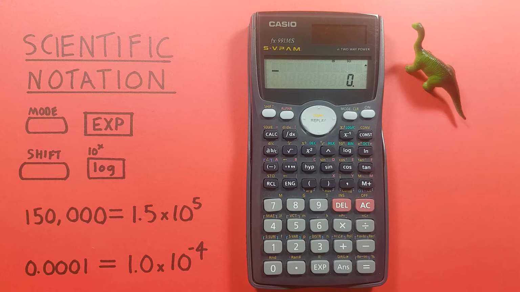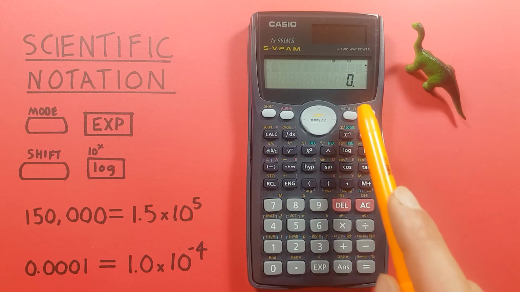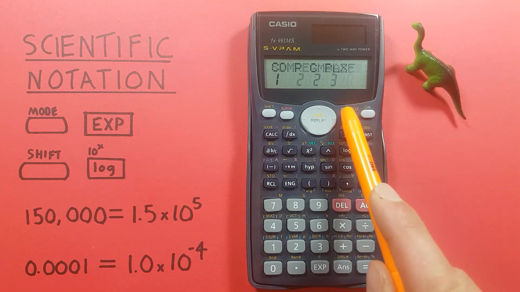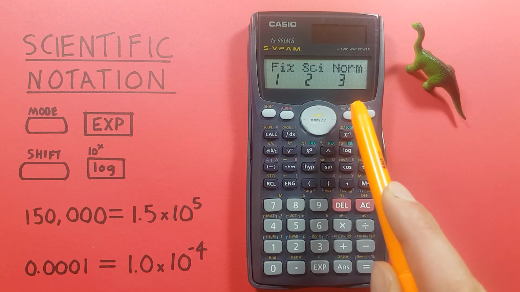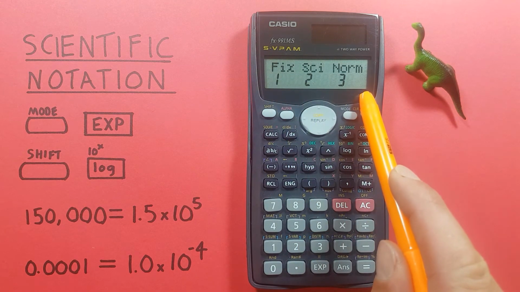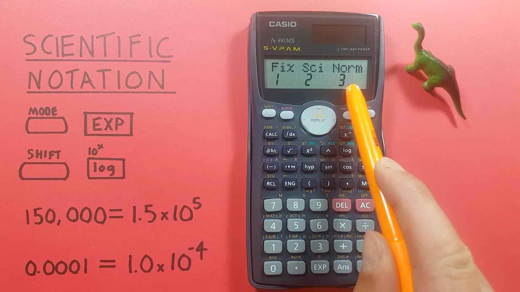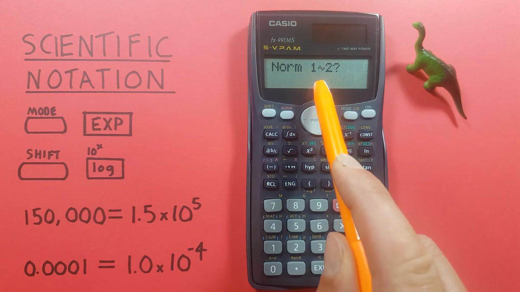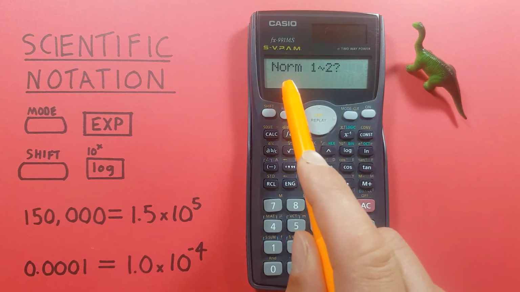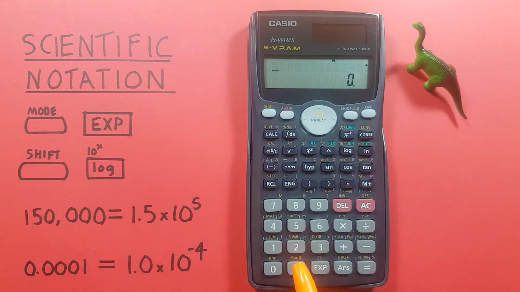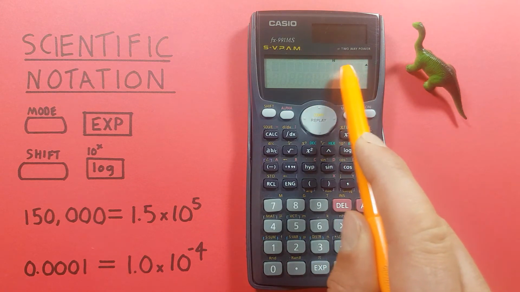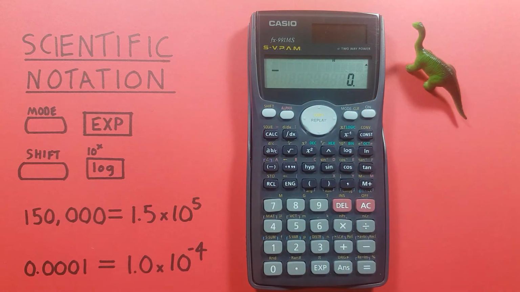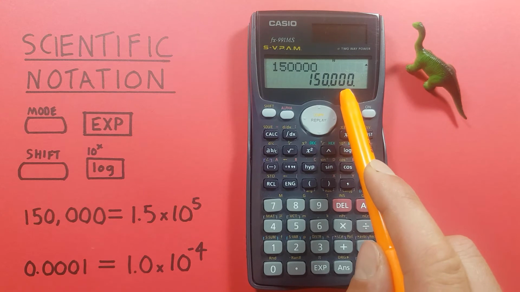If we're done with this mode, we can go back to our normal mode by pressing the mode key again 1, 2, 3, 4, 5 times to this menu here, and then choosing number 3 for norm. And it'll give us this menu here, norm 1 or 2. We want to select normal mode 2. You can see the SCI is gone from the screen, and if we enter a number again, like our 150,000, we're back to our normal notation.